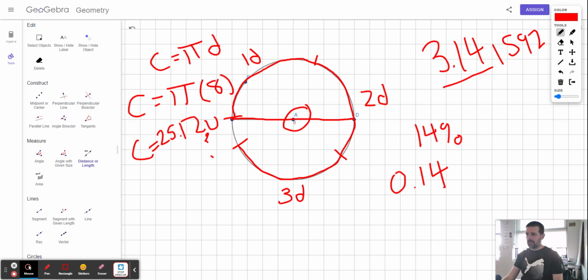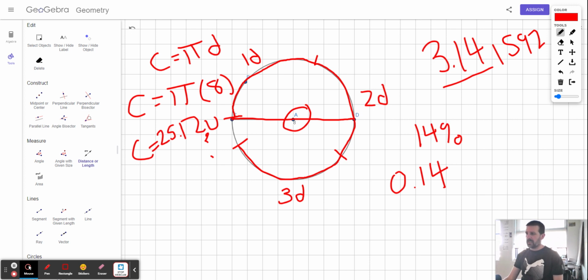So that would be my answer. That would be my model. The answer makes sense. I'd always just quickly check. Does that make sense, right? If this is 8, should this be about 25? Yeah, that checks out because it's 3 and a bit more, okay? So that is circumference of a circle explained and why pi is what it is.